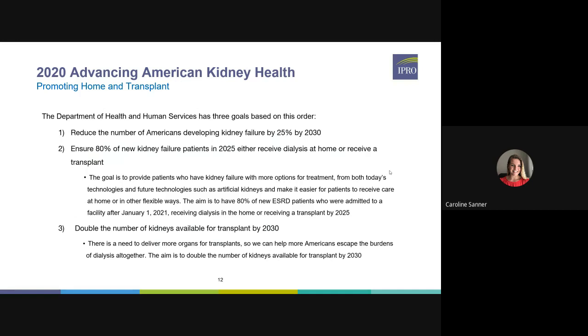The underlying goal for this is to provide patients who have kidney failure more options and better options for treatment. This can be done by utilizing today's technologies and future technologies such as artificial kidneys. The third goal is to double the number of kidneys available for transplant by 2030. To hit any of the proposed goals, there needs to be more organs available for transplant.